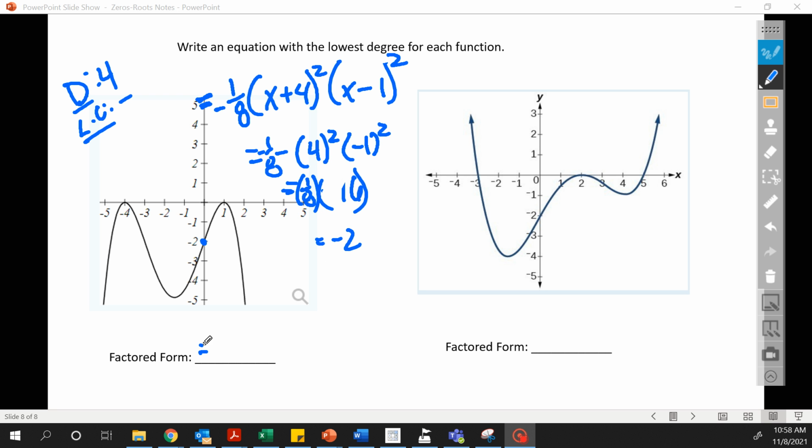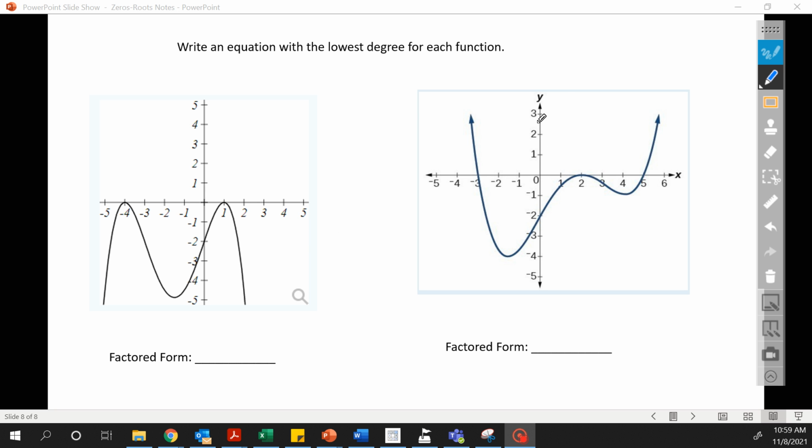So my factored form is actually going to be negative 1 over 8 as my leading coefficient, x plus 4 to the second power and x minus 1 to the second power. Fourth degree, we have correct x-intercepts. The leading coefficient is negative, and it is 1 over 8 to provide this y-intercept of negative 2 here. So this would be our function: negative 1 over 8, x plus 4 squared, x minus 1 squared.